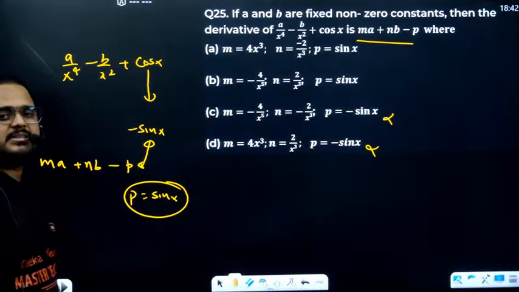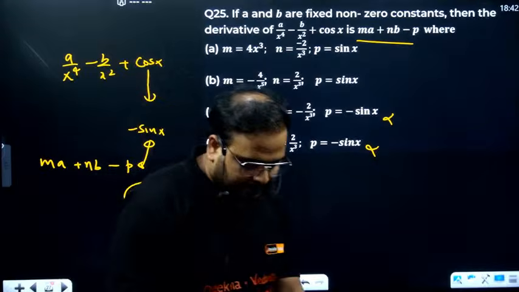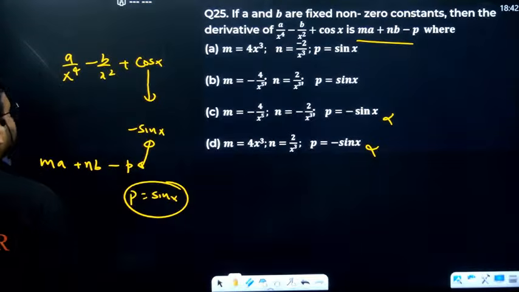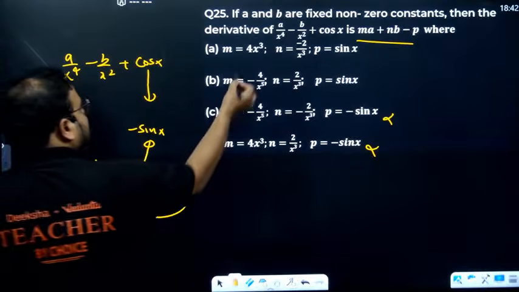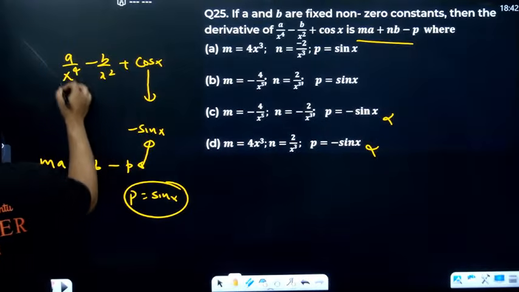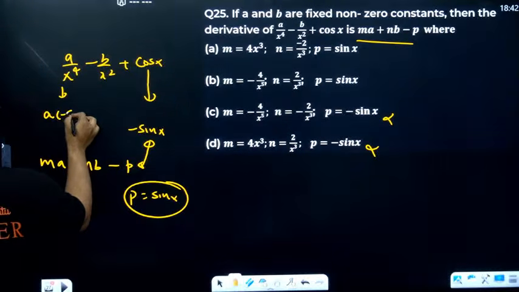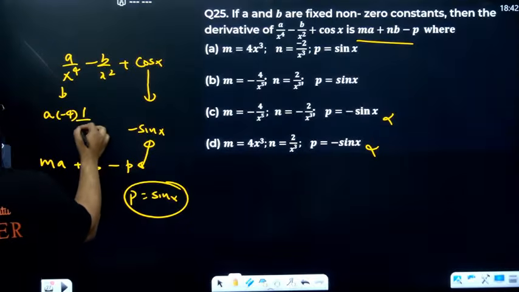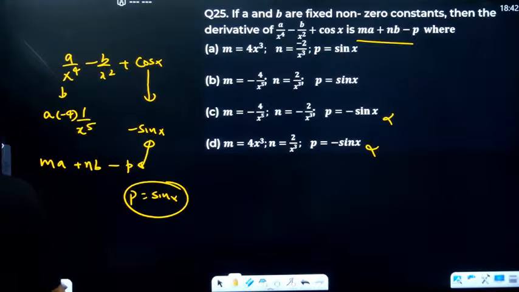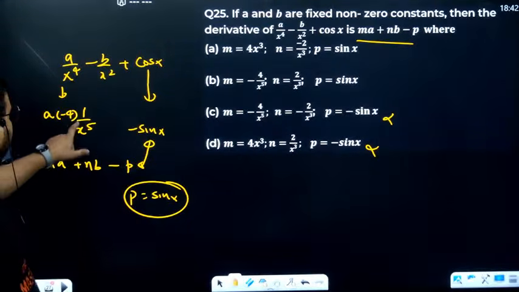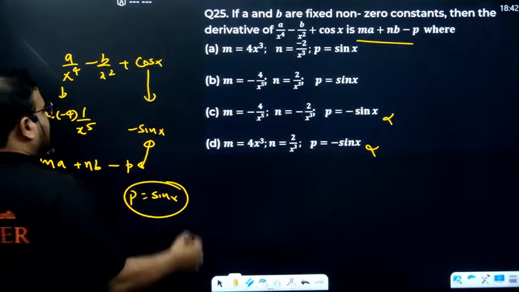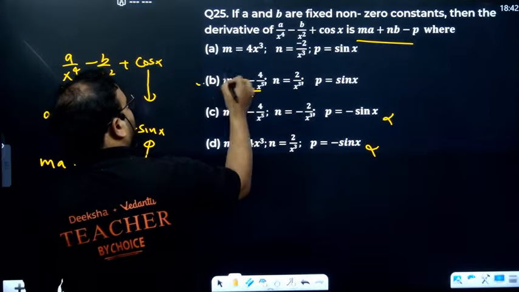I got p value as sin x, right? Now let's check from here. This is not there because if you differentiate this part, you'll have a times of minus 4 and 1 upon x power 5. You will not have 4x cube. So my answer is clearly looking like this. So my option is what?